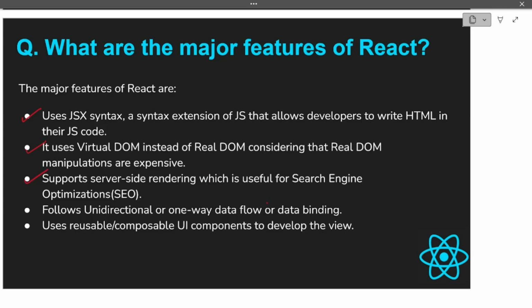Next, it follows unidirectional or one-way data binding. This is a very important thing, because many times it is asked that in Angular there is two-way data binding, but in React there is one-way data binding, and people get confused and say that in React also two-way data binding happens. But you have to be very careful that in React only unidirectional or one-way data binding happens.